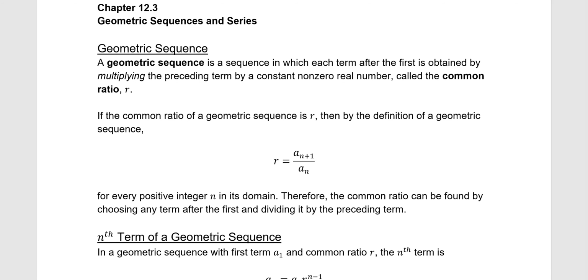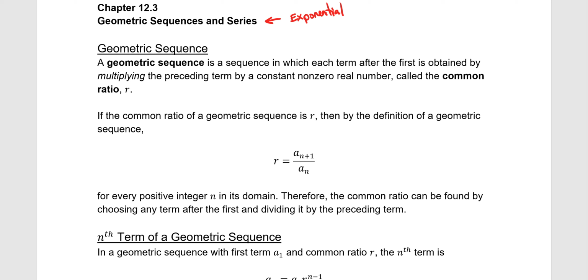Now we're going to be going over geometric sequences and series. Before we start, if we remember, arithmetic sequences and series can be thought of as linear. The sequence is like a linear function. For a geometric sequence, it is similar to an exponential function. We'll see that in a second.